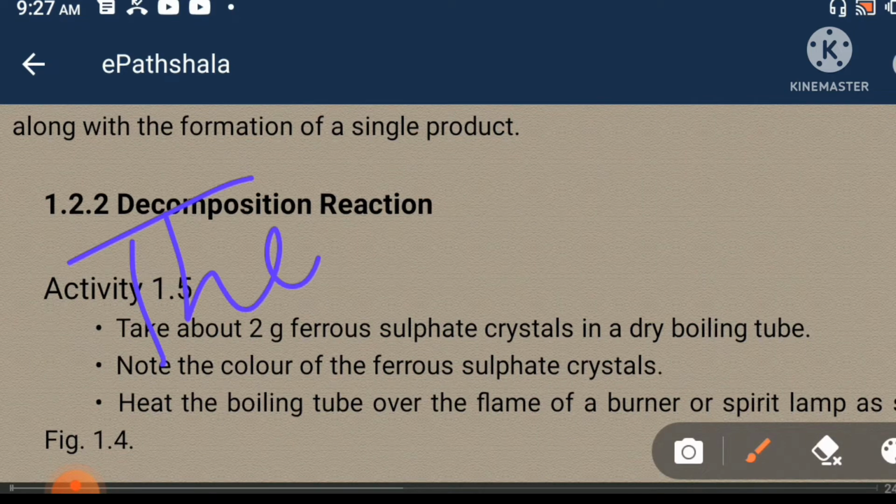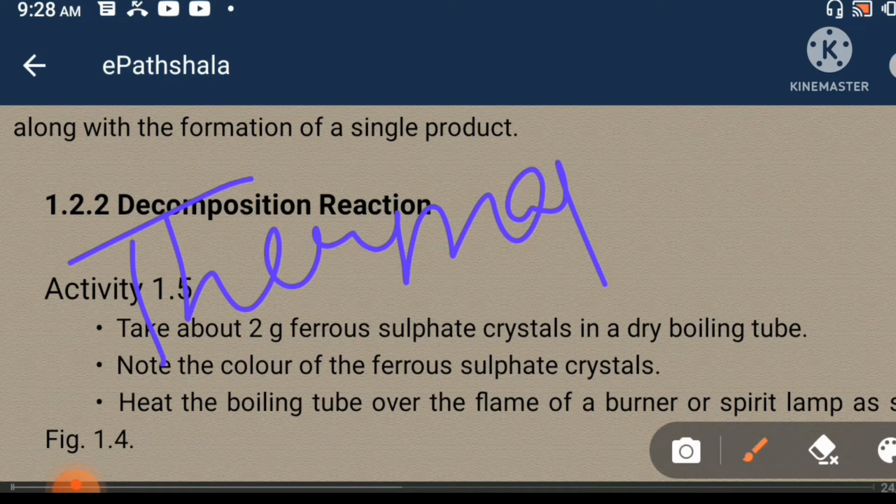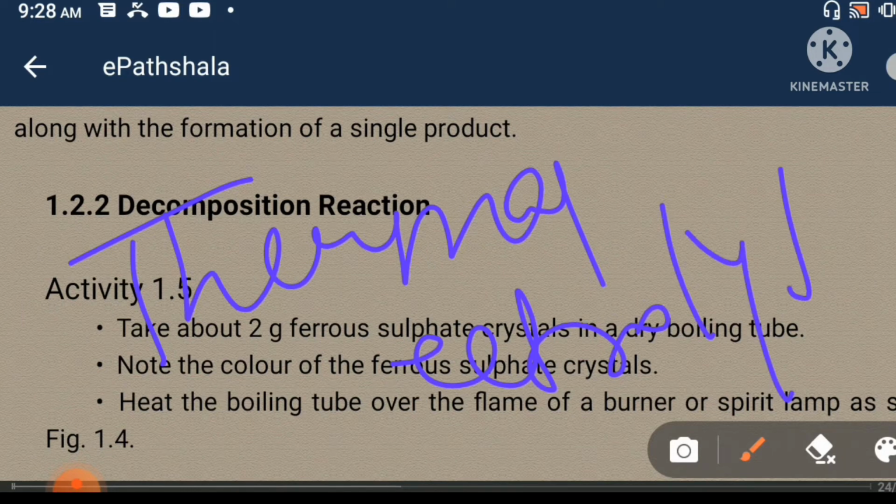Thermal decomposition. Now, what is electrolytic decomposition? The reaction taking place when electric current is passed through the compound in molten state or in aqueous solution is called electrolytic decomposition. The name itself suggests it. Now last is photo.